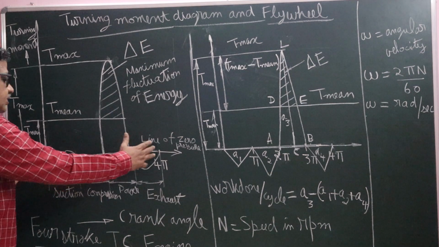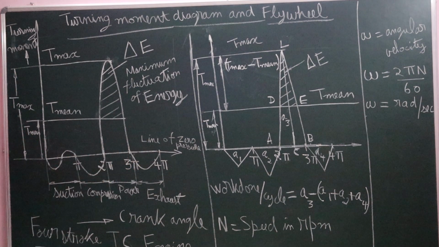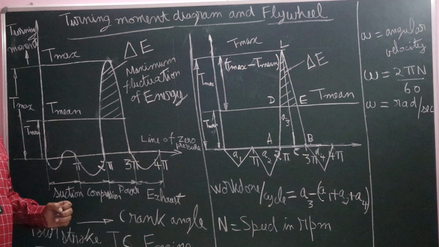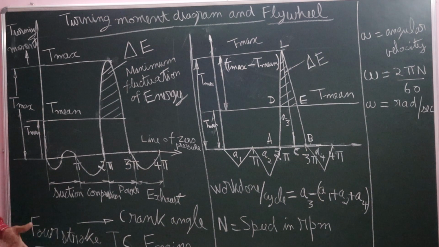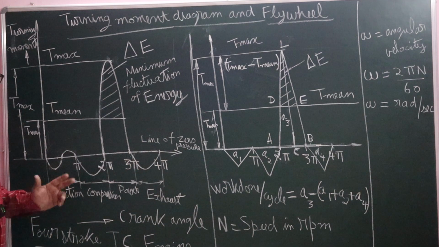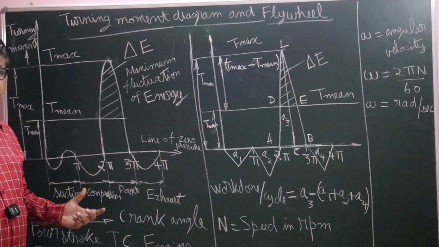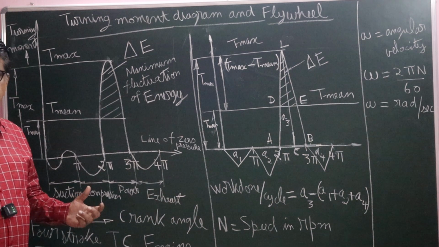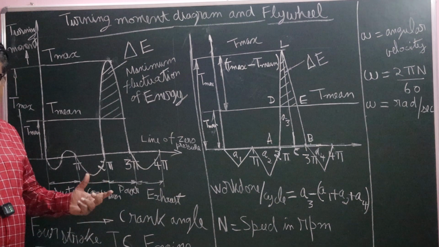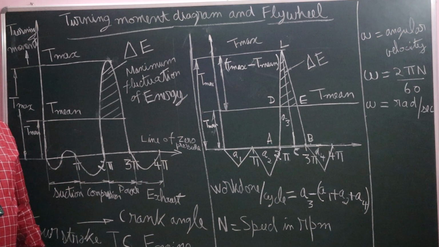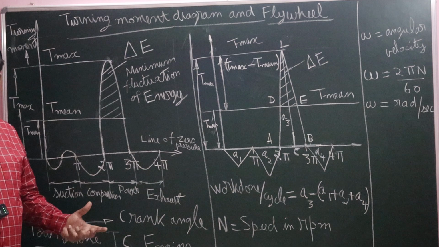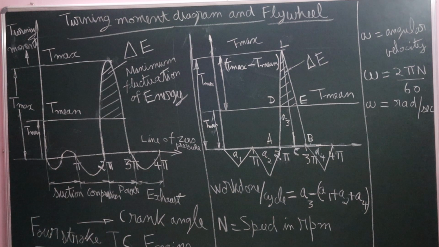This consists of 4 strokes. These 4 strokes constitute one cycle in an internal combustion engine, both petrol and diesel engines. So here 4 strokes constitute one cycle. There are 2 revolutions of the crankshaft in 4 strokes. Therefore, every 2 revolutions constitute one cycle in a 4-stroke cycle engine.